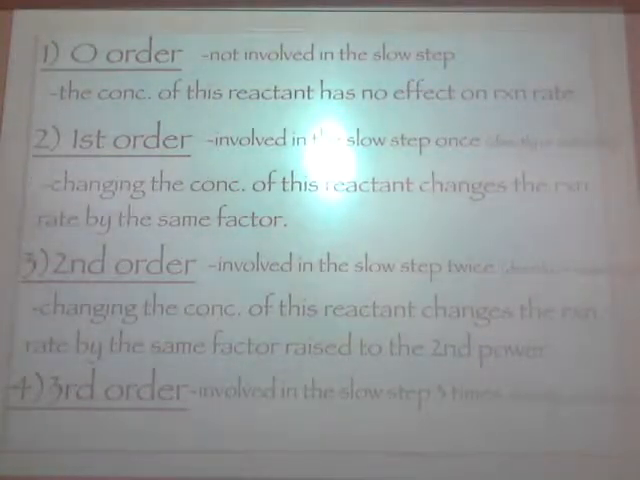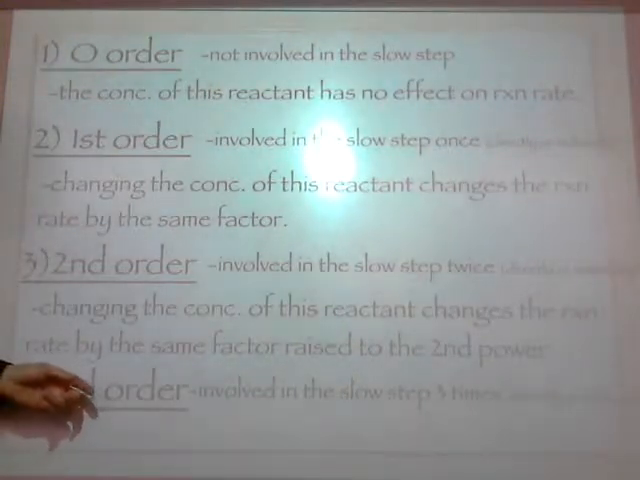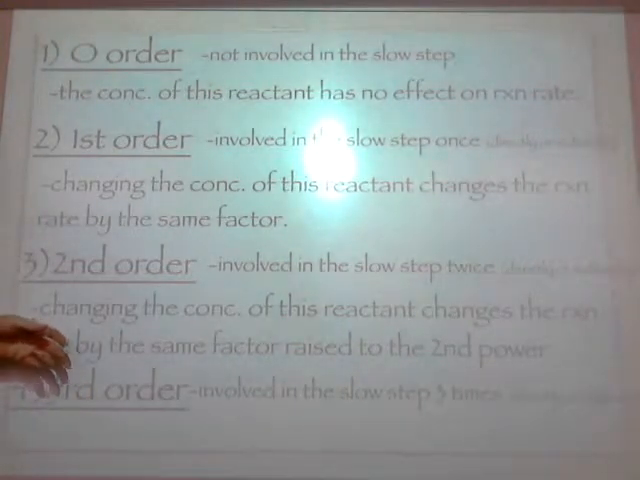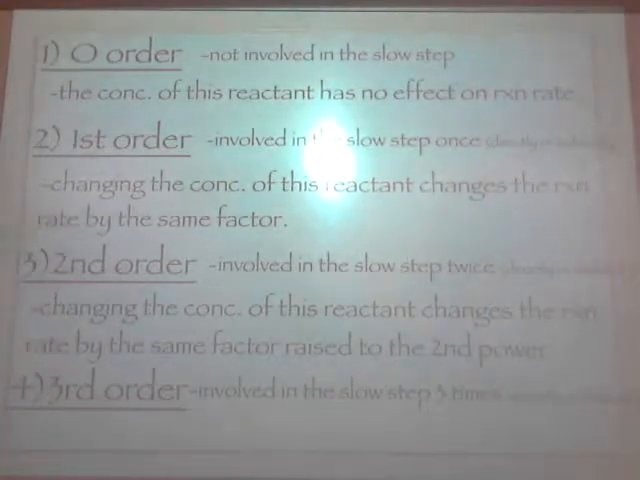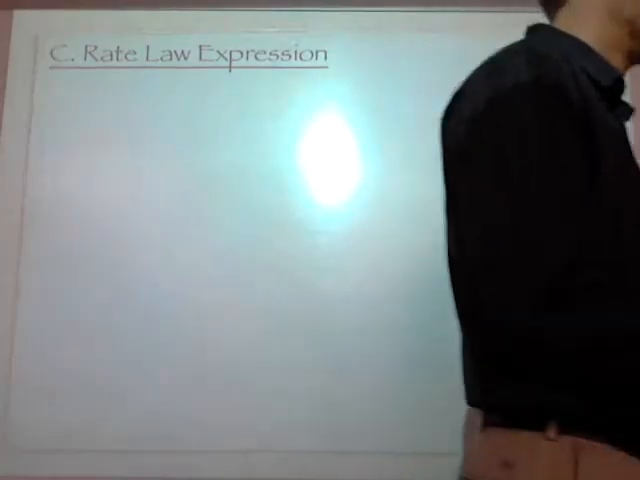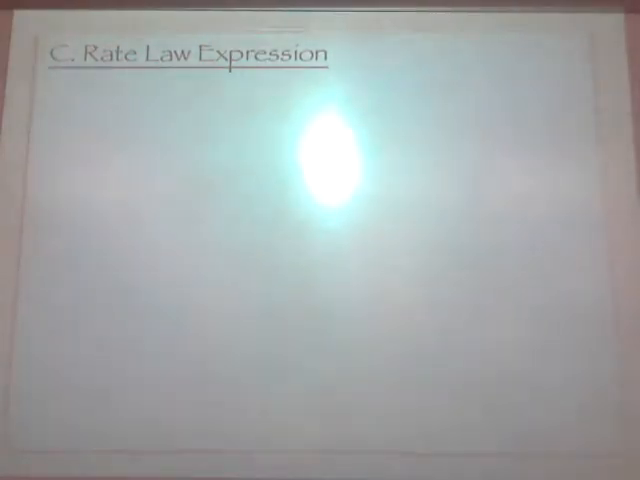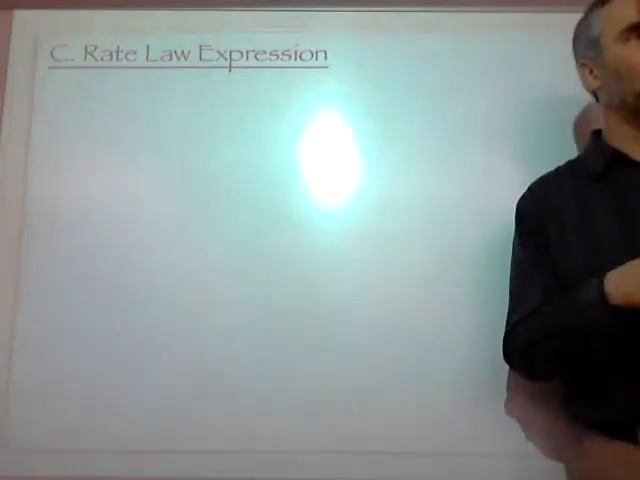Is there a fourth order? Again, no. But there probably are very few third orders. The odds of the same guy being involved in the same step, the slow step, that many times is just not likely. All right. But theoretically, yes. Theoretically, it's possible. But it's probably not going to happen. And you aren't going to see that in any of the problems, 4th orders. All right. Now, we are ready to do the rate law expression, which is our mathematical quantitative way of representing the rate of a reaction.